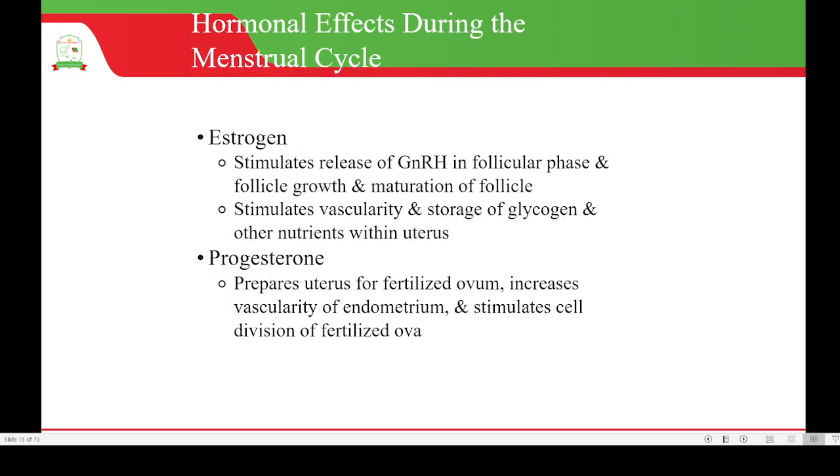Estrogen stimulates the release of gonadotropin-releasing hormone in the follicular phase and follicle growth and maturation of the follicles. It also stimulates vascularity and storage of glycogen and other nutrients within the uterus. Progesterone prepares the uterus for fertilized ovum and also increases vascularity of the endometrium and stimulates cell division of the fertilized ova.